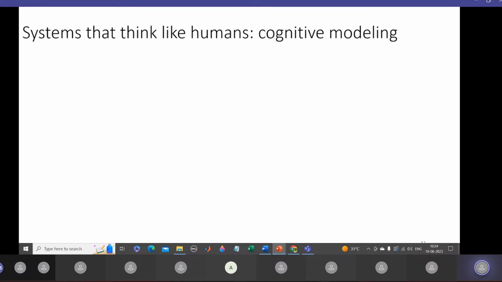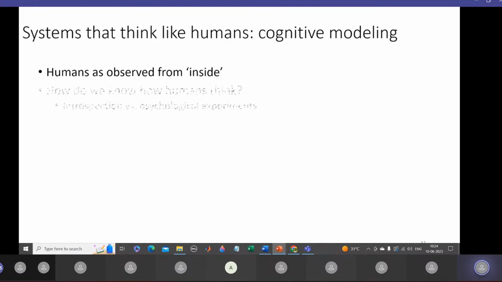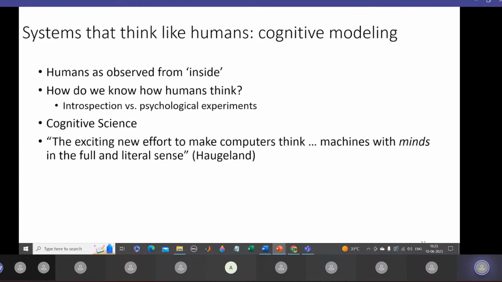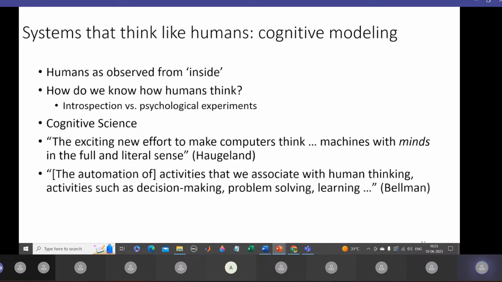Okay, now we are going to look into the systems that think like humans, that is cognitive modeling. Humans, as observed from inside, then we know how humans think, through introspection or psychological experiments. Through that we can know how the human thinks. And then cognitive science is the new effort to make computers think. And the activities that we associate with human thinking, like making decisions, problem solving, learning. This is your cognitive modeling.